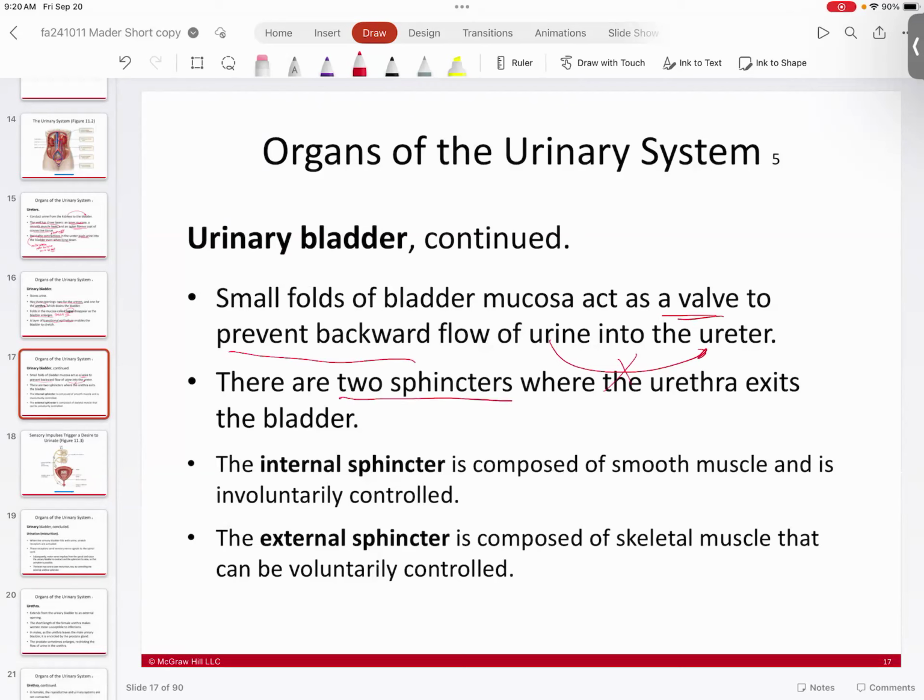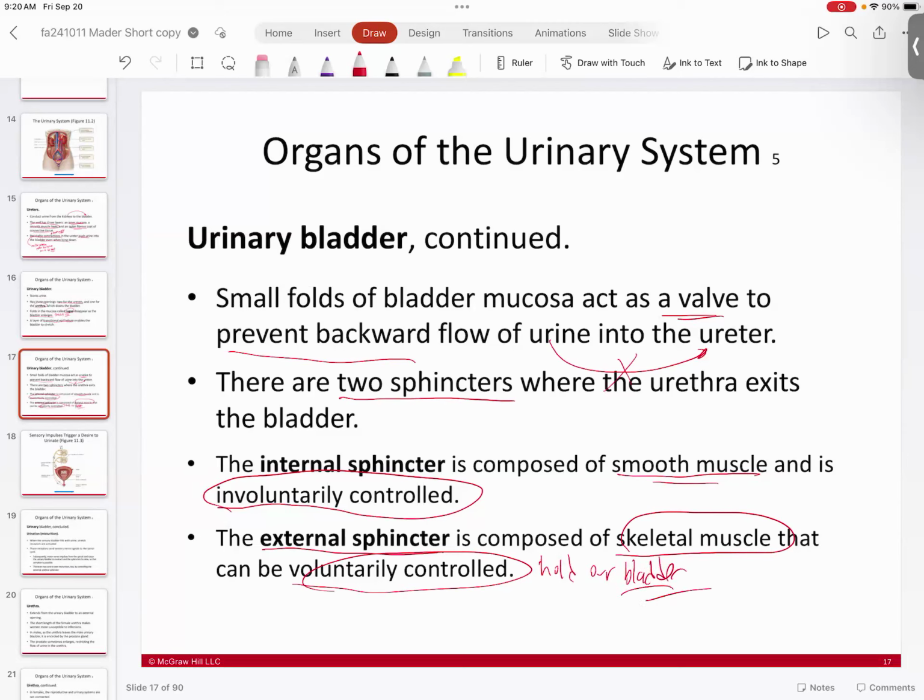And then there are two sphincters where the urethra is. The internal sphincter is smooth muscle, and this one is involuntarily controlled. However, there's an external sphincter. This one is skeletal muscle, and this one is voluntarily controlled. So this is how we hold our bladder.